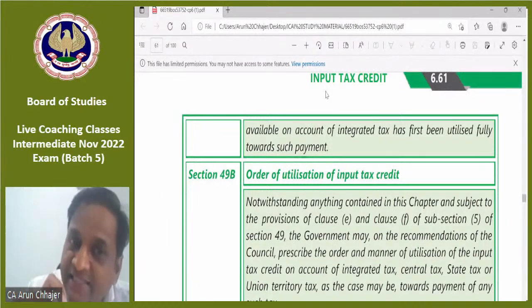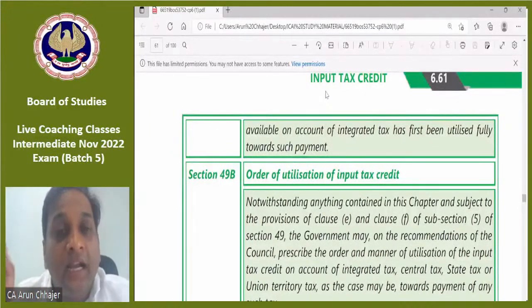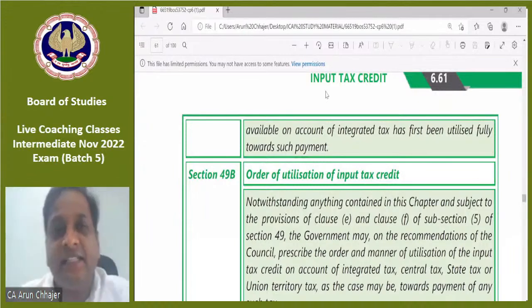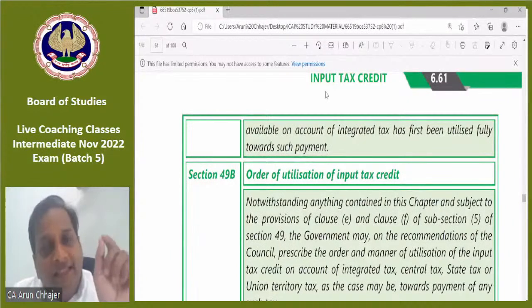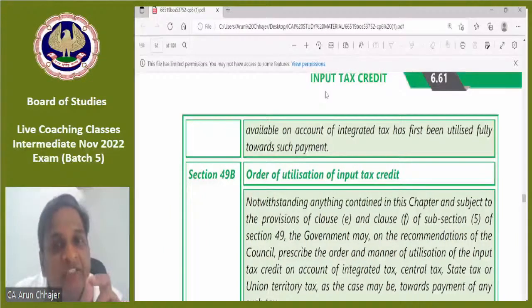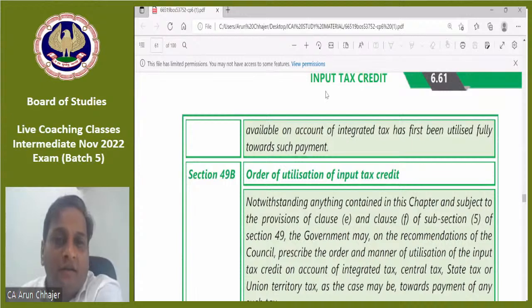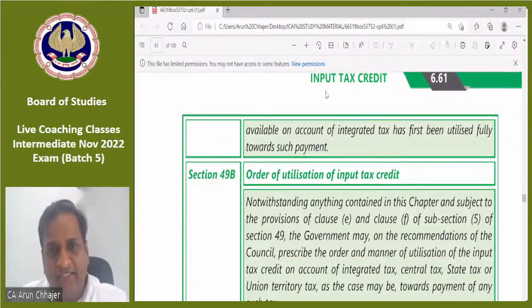Similarly, SGST needs some amount, and both IGST and SGST have ITC. So 49A is saying SGST will first take from I, and if I becomes zero, the closing balance of I becomes zero, then they can go to their own ITC. Then they can take from own ITC. Makes sense? Is it clear or not?